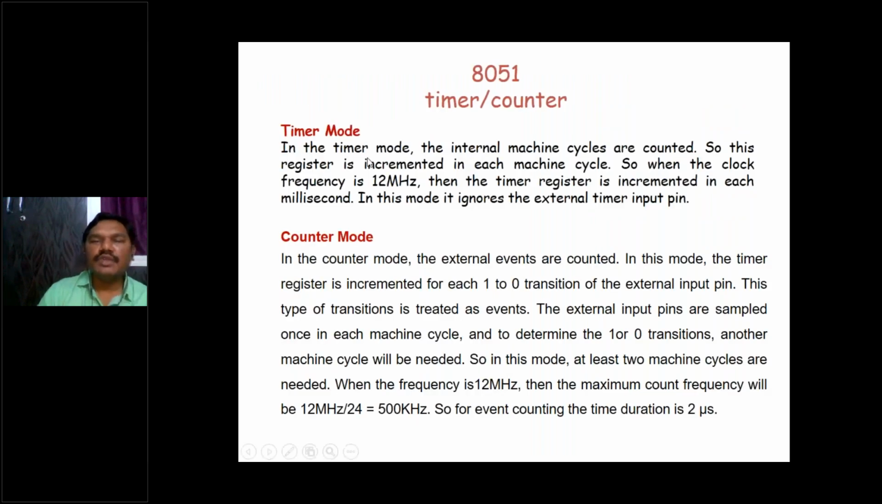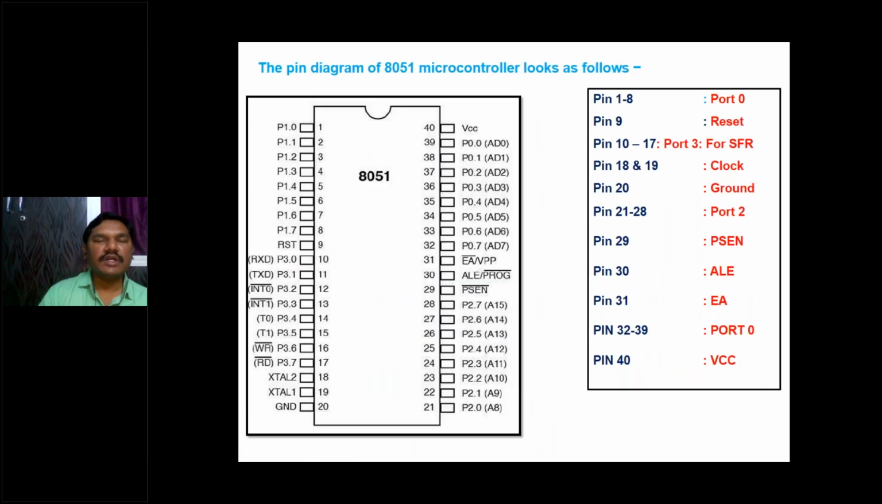In the timer mode, the internal machine cycles are counted. So the register is incremented in each machine cycle. When the clock frequency is 12 megahertz, the timer is incremented every microsecond. In this mode, it ignores the external timer input pin. In counter mode, external events are counted. The register is incremented for each 1 to 0 transition of the external input pin. This type of transition is treated as an event.